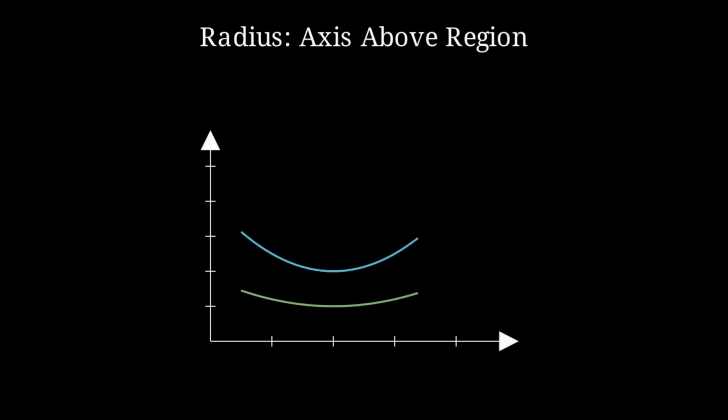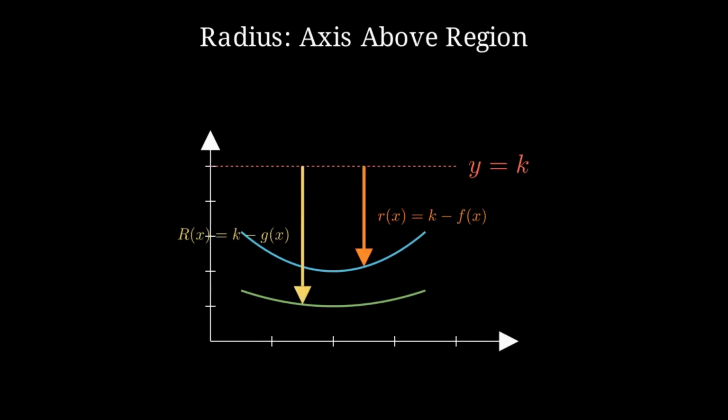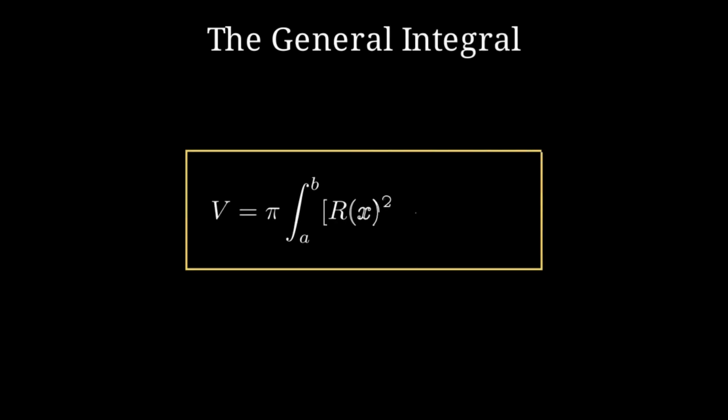Conversely, if the axis y equals k is above the region, the outer radius is the distance from k down to the furthest function. In this case, the outer function is actually the one with the lower y value. We use k minus the function to keep our radius positive and correct. Putting it all together, the volume equals pi times the integral from a to b of the outer radius squared minus the inner radius squared.